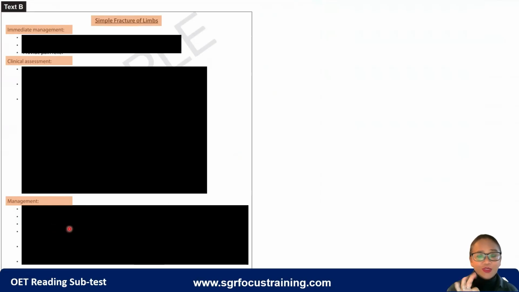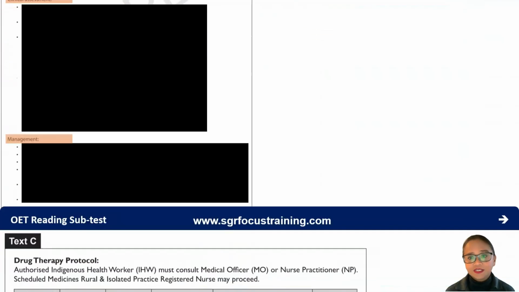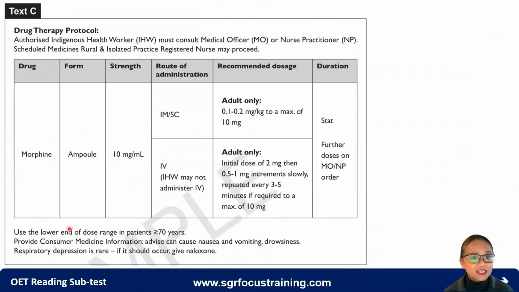Okay, so 3 information, long text, shared within bullet points. So we can definitely say that text B is very quickly a text that gives us the assessment information and the management information of simple fracture of limbs. Now let's look at text C.